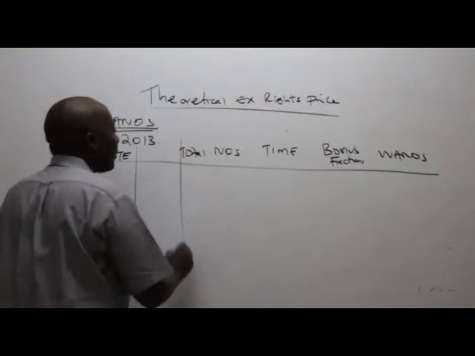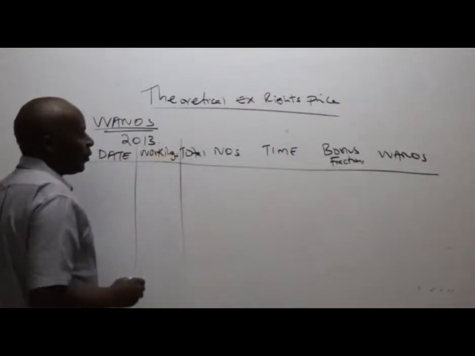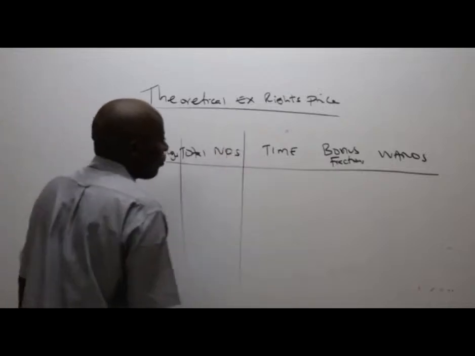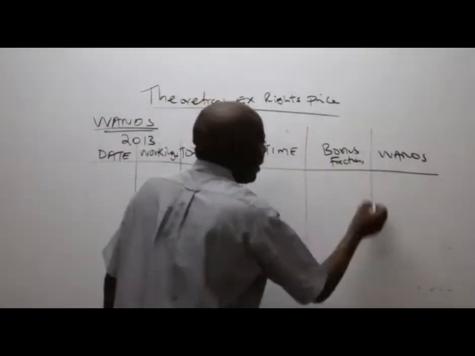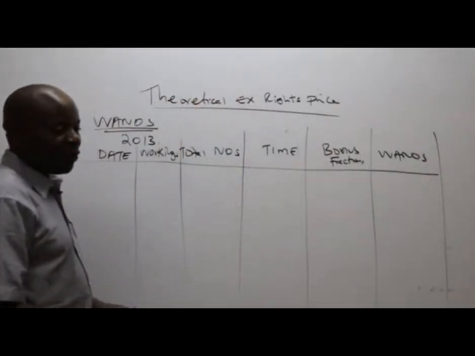Hata ukitaka unaweza kuweka pia hapa katikati hapo, unaweza kuweka workings. Kuna wengine nimeona wanaweka workings katikati hapo, which is still okay. So we have the total number of ordinary shares, we have time, we have bonus fraction, and then we have one-os like that.